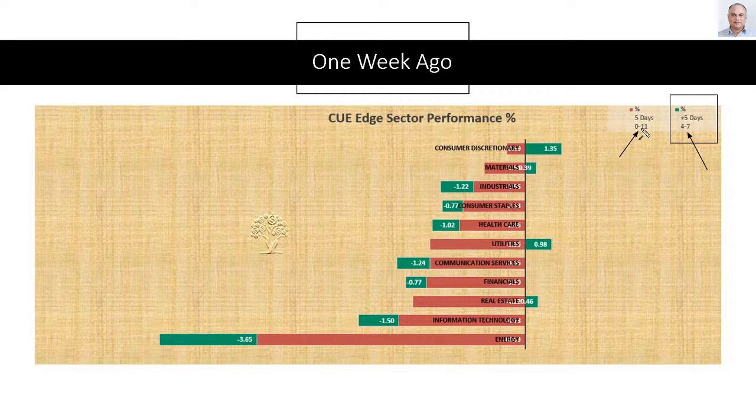All the sectors became negative. That was 1 week ago. All the sectors became negative. Prior to that, some sectors were positive. The red bars represent the current week's performance, green bars the previous week's performance. This is 1 week ago. So 1 week ago it turned from bearish to even more bearish.